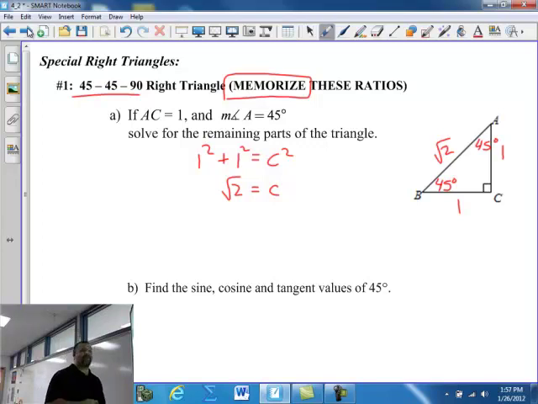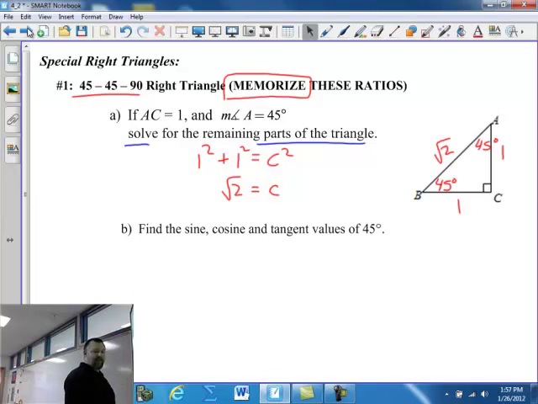Where are we going for this? Solve for the remaining parts of the triangle. I think we did that. We did that. We found B, we found A, we found all the 3 sides. So we have solved all the parts of the triangle. Now we'd like to find sine, cosine, and tangent.